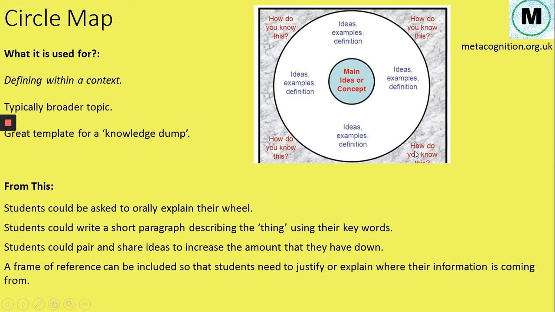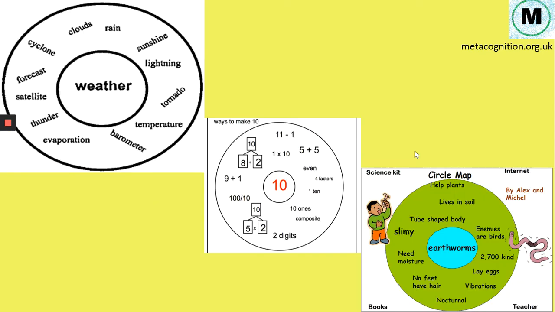So it's taking that thinking up to a higher level. It's asking students to justify how they know that information, where they've got it, how do they know it's true, how do they know it's not wrong, those sorts of things. So it's starting to help students monitor and evaluate. So here we can see just some different examples getting more complicated.